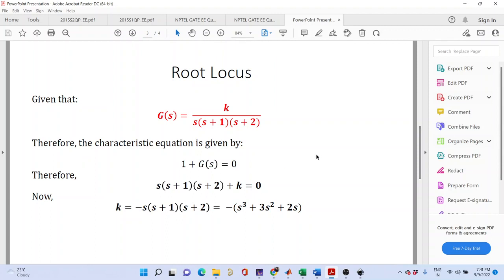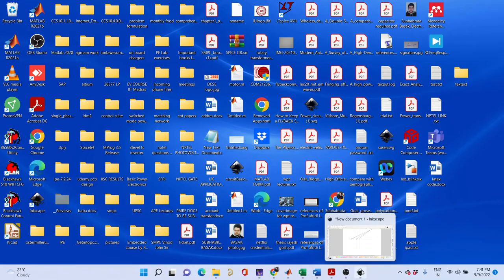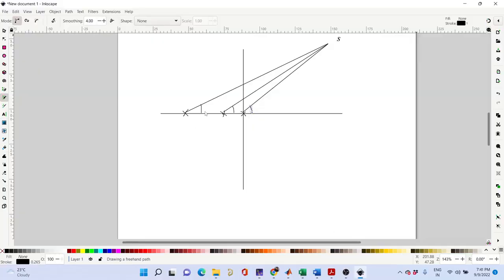Like in root locus, there is a bunch of rules that have been given to you. Say I'm asking a simple question. Say there is a root locus that is already given.